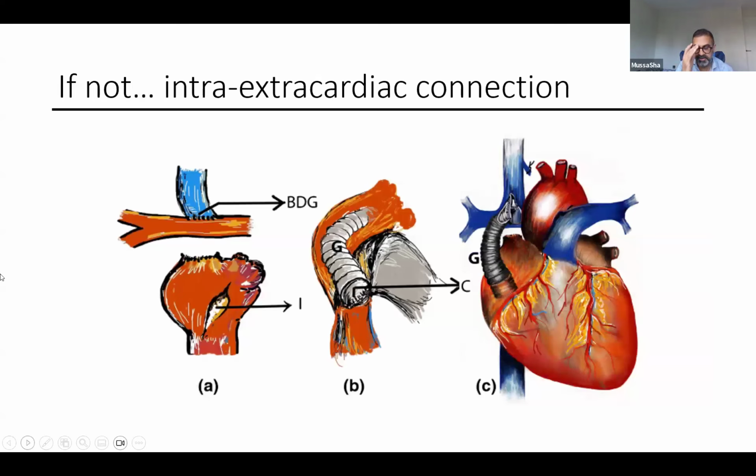So if there is no IVC, what do we do? We do a variation called the intra-extracardiac connection, where the anastomosis is to take the hepatic venous blood. So you make your anastomosis within the right atrium, around the orifices of the hepatic veins, and take that conduit out of the right atrial wall and into the pulmonary artery. So that's an alternative if you've got problems with venous drainage.